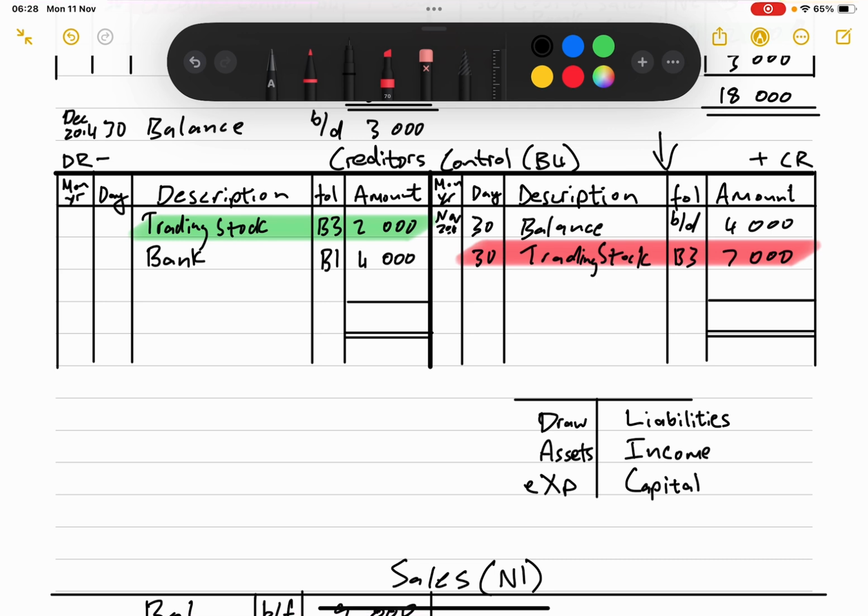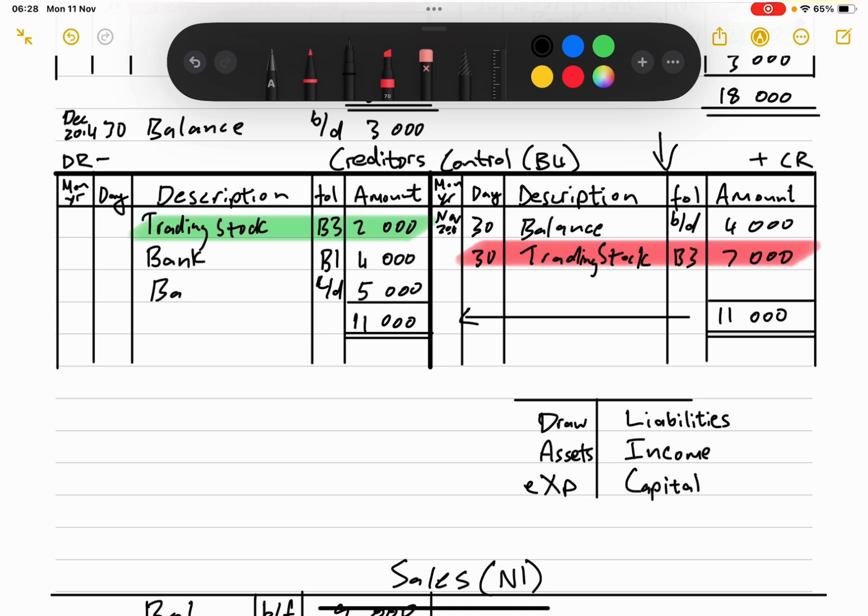Okay, so now you balance. On this side, you're going to have 11,000. On this side, you copy it over, just copy paste, don't overthink it. Then on this side, this will balance to a carried down amount of 5,000, and then you open for the next month, December, of 5,000.